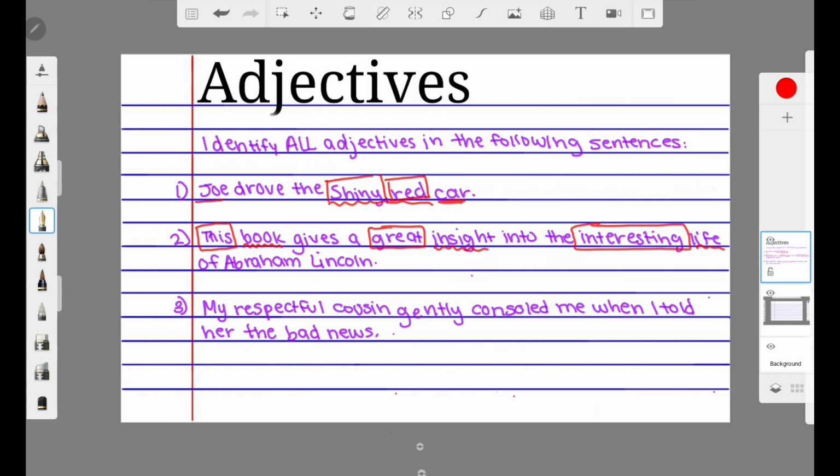And then we have number 3. My respectful cousin gently broke the bad news. Respectful is an adjective modifying the cousin. You might have thought that gently is an adjective. However, it's actually an adverb. And we will go over that in future videos. And we have bad because it is modifying news.